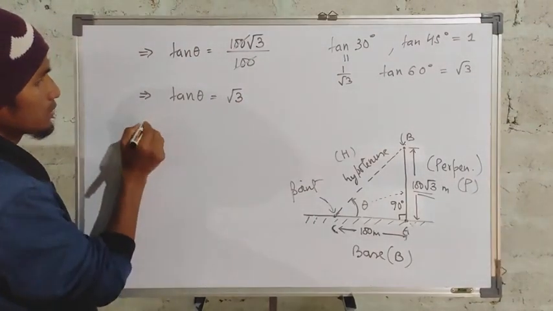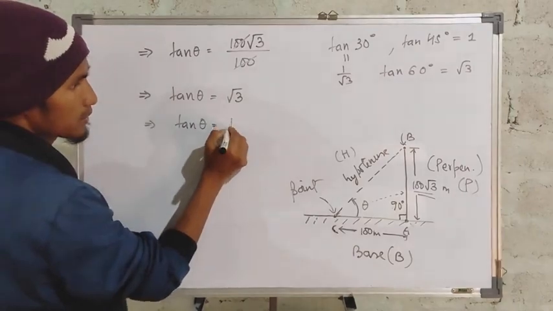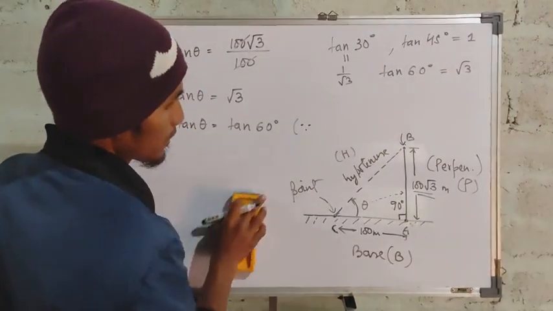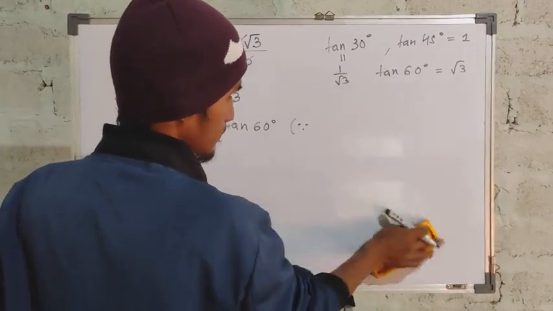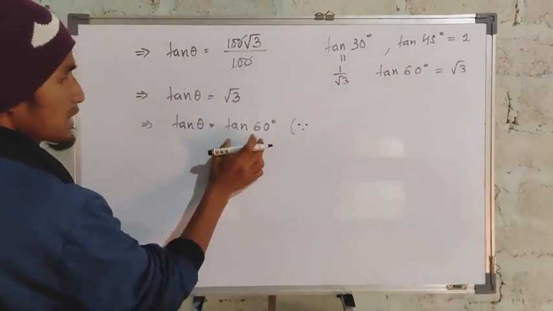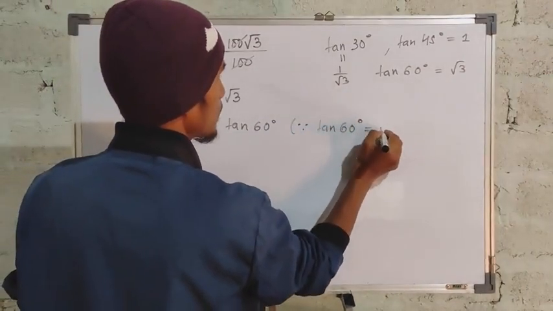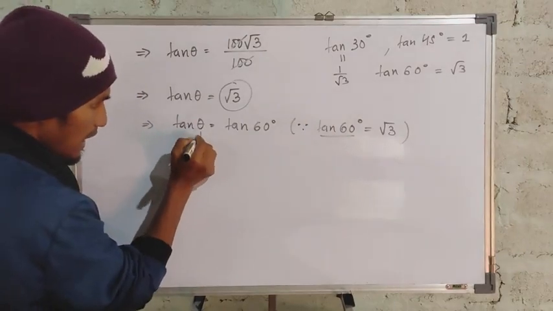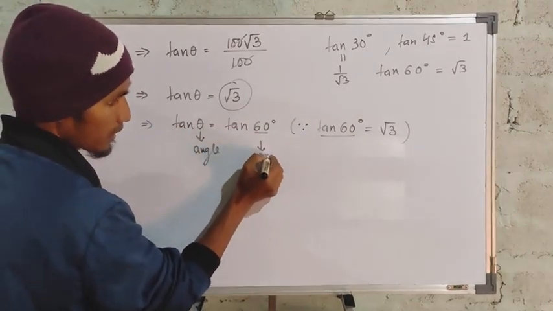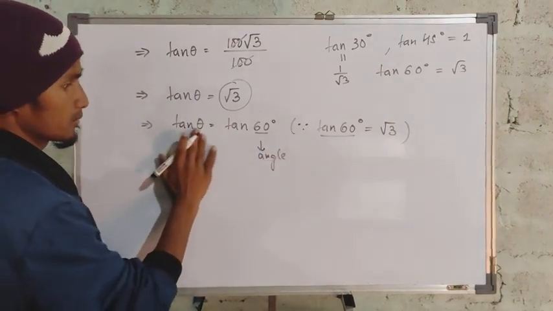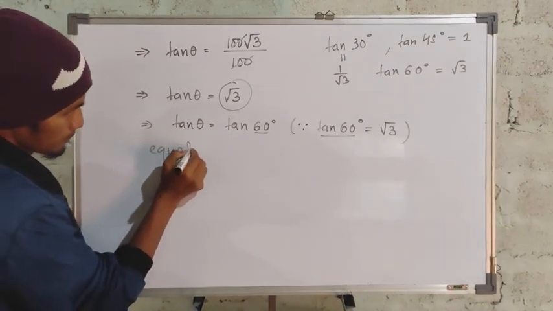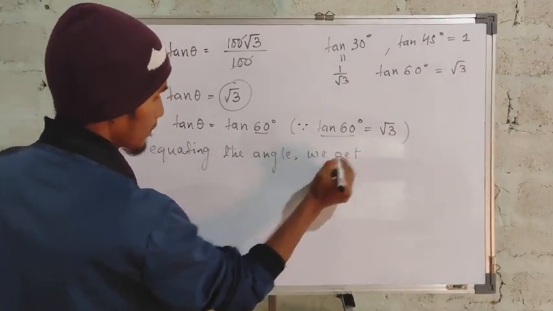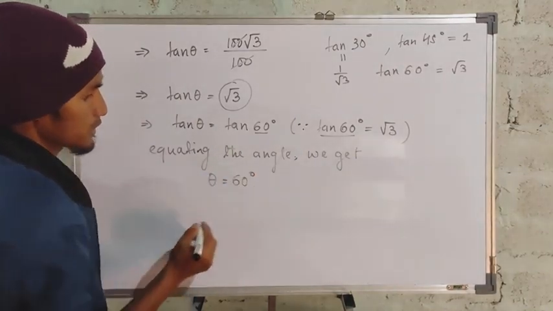For this root 3 I'll write tan 60. I brought this figure, now I don't need it anymore. Tan theta is equal to tan 60, since tan 60 is equal to root 3. Now in place of this root 3, I'll put tan 60. Then this is the angle, and this also is an angle. Now equate these two angles. Equating the angle, we get theta is equal to 60 degree.